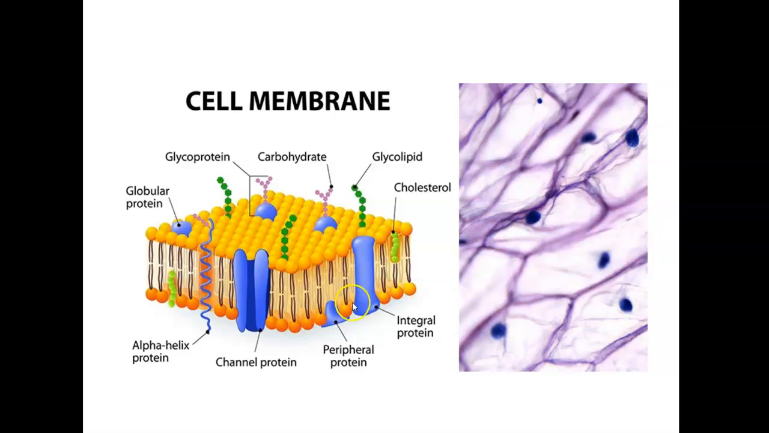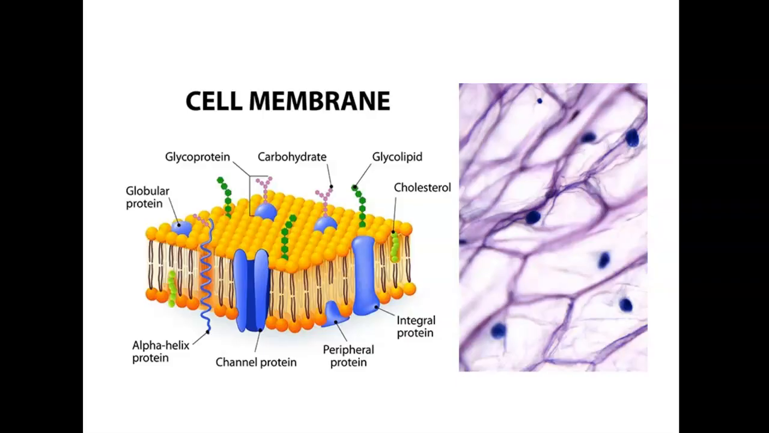So right here we do see some proteins. We have integral proteins that go throughout the plasma membrane. We have peripheral proteins. We have cholesterol, which you can see here, this little green. It's not labeled here, but that's cholesterol. It's labeled over here. We have glycolipids and glycoproteins. So the plasma membrane is a dynamic or fluid structure that acts as a selectively permeable barrier.